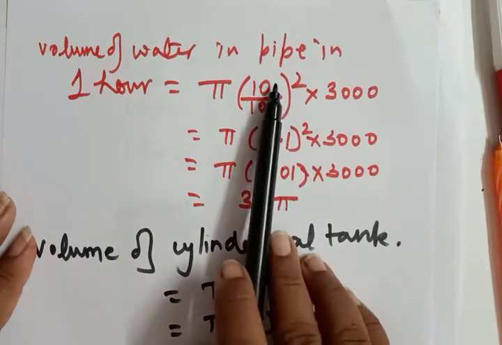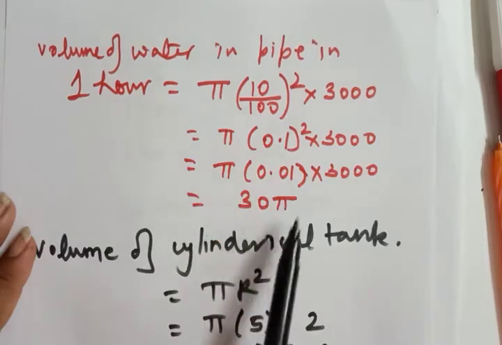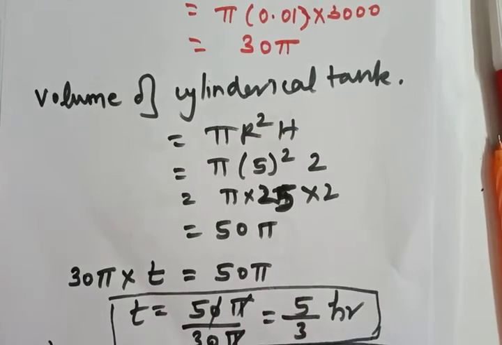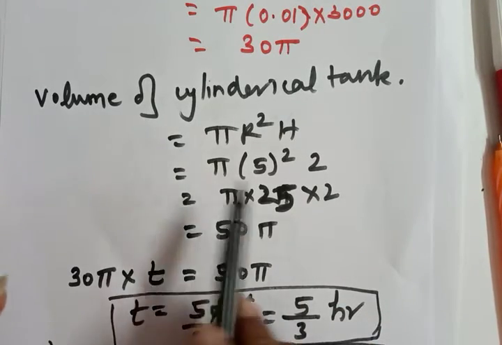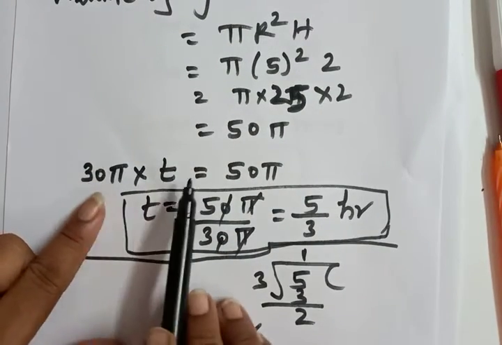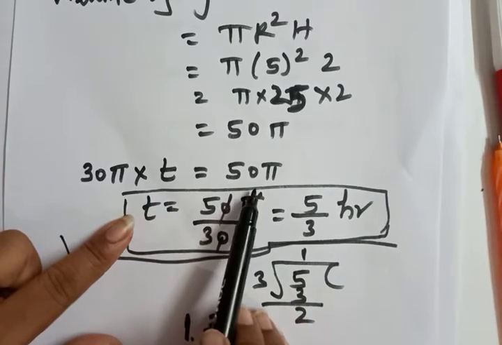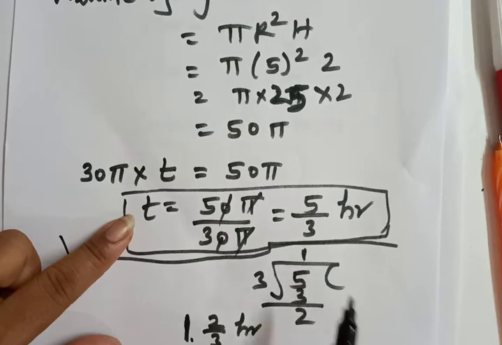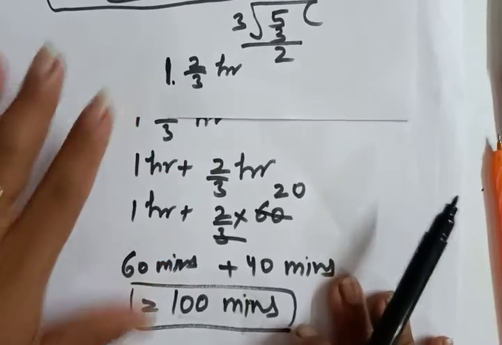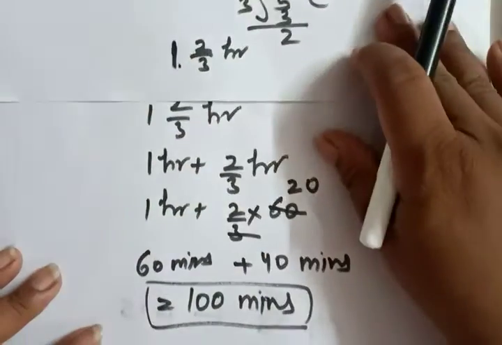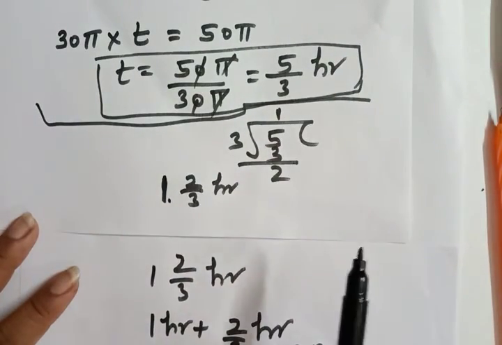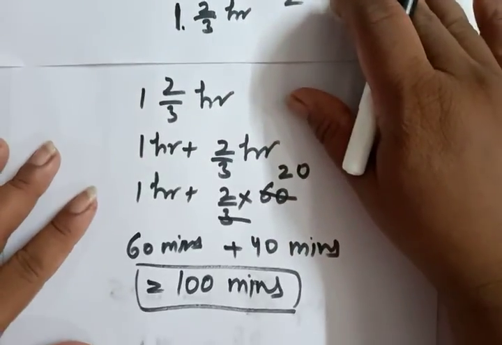We converted the radius into meters and got 30 pi as the volume. Then we found which vessel is to be filled. It is a cylindrical tank, so again we found the volume of the cylindrical tank. We have 30 pi in 1 hour, so in t time it will fill this volume, 50 pi. So we found 5/3 hour. As I already explained how to convert 5/3 hour into minutes, it is quite clear. So 100 minutes is the answer, or you can also write 5/3 hour. I hope it is very clear to you. Thank you, students.